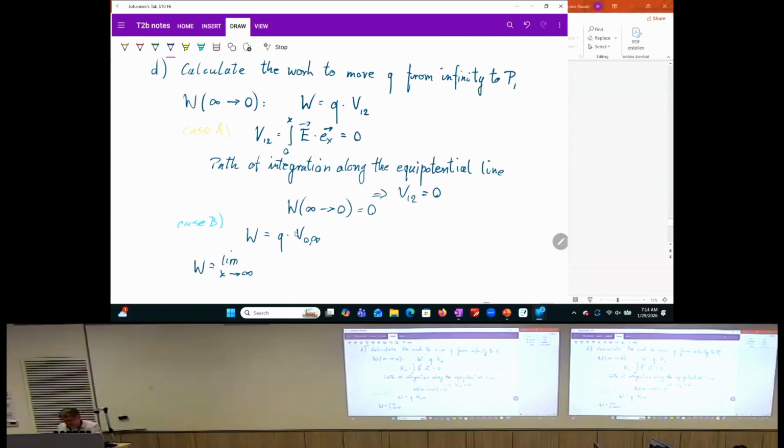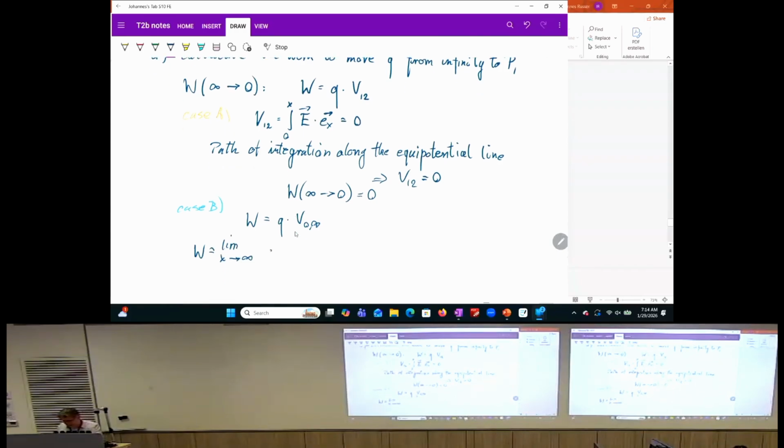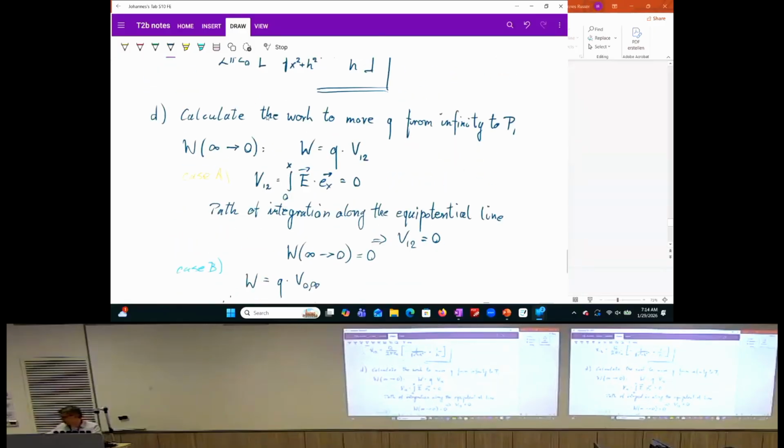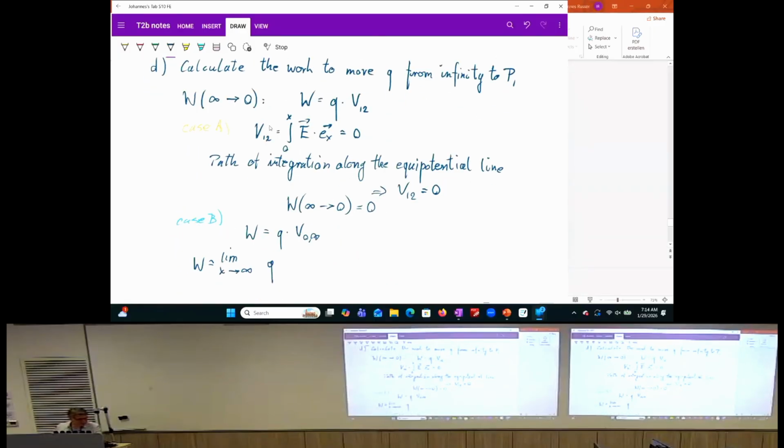and what have we obtained for the voltage? So we keep the Q, and the voltage here, that is the formula we have just above here, right? This one here. We let that go to infinity. The x, then that is Q over 2 pi epsilon naught, and that is minus x squared plus h squared. You just insert that and take the boundary value for x going to infinity.